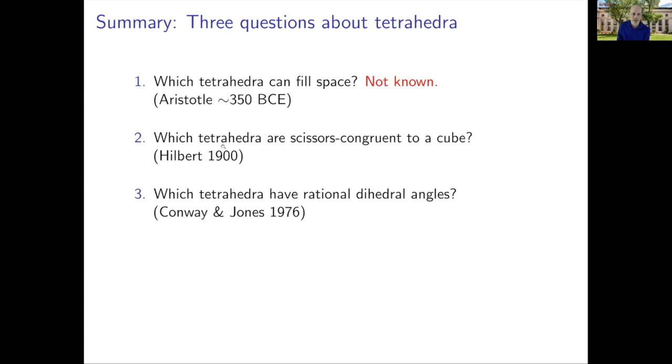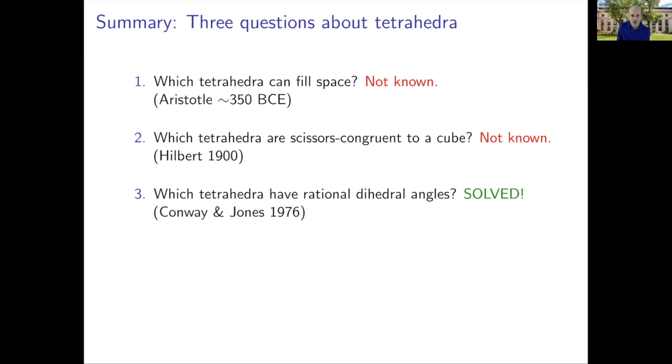The second problem is about which tetrahedra are scissors congruent to cubes. So which tetrahedra can you take and slice with finitely many planes and reassemble the pieces into a cube? And this one, again, is not known. And the third question is, which tetrahedra are such that all 6 of the dihedral angles are a rational number of degrees? This one is the one that we've solved. So happily we were able to do something here.